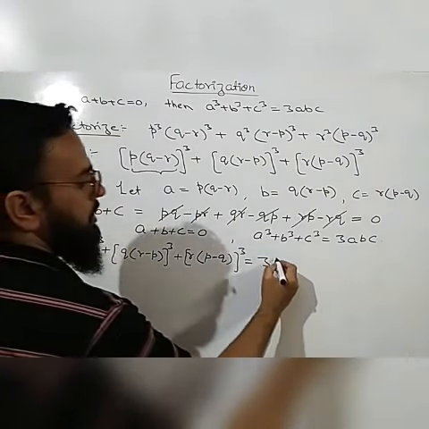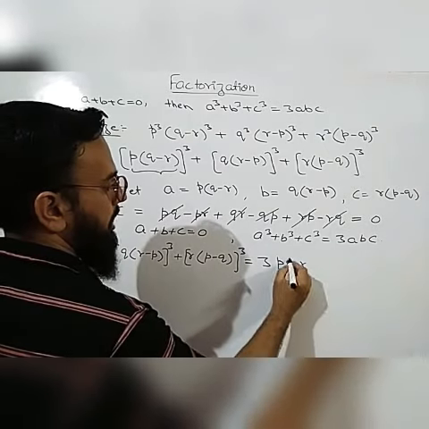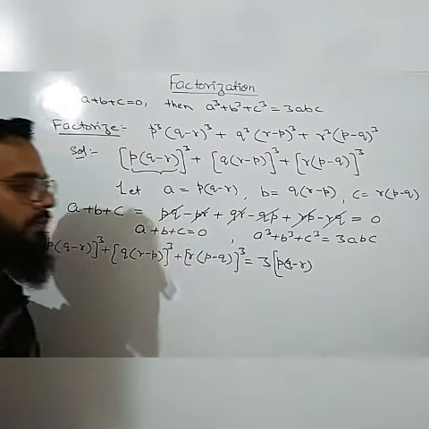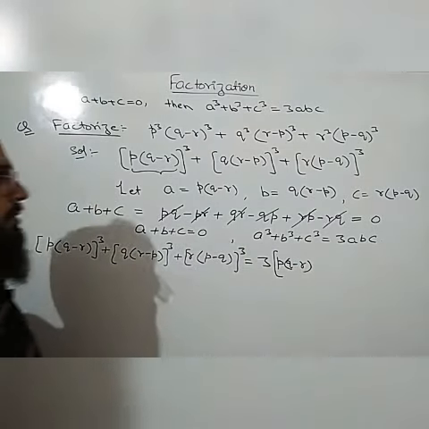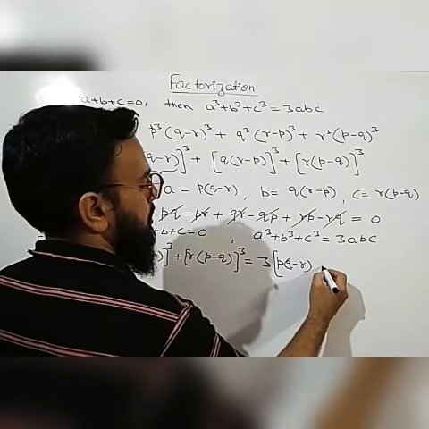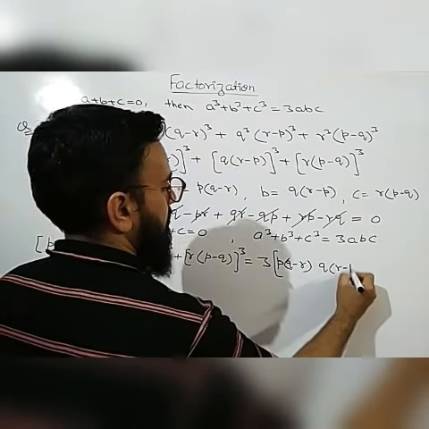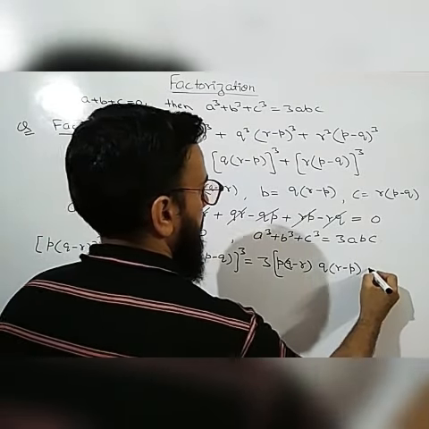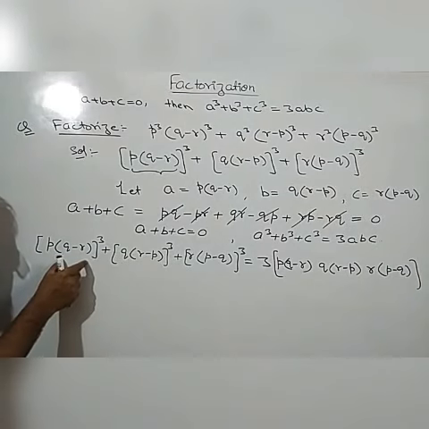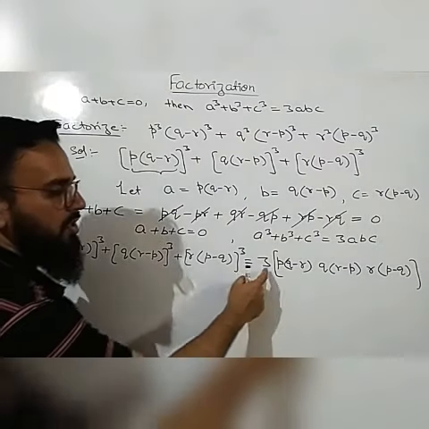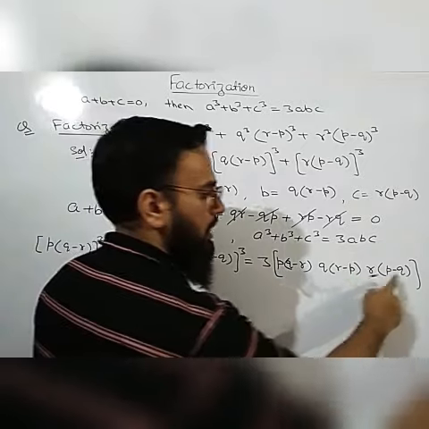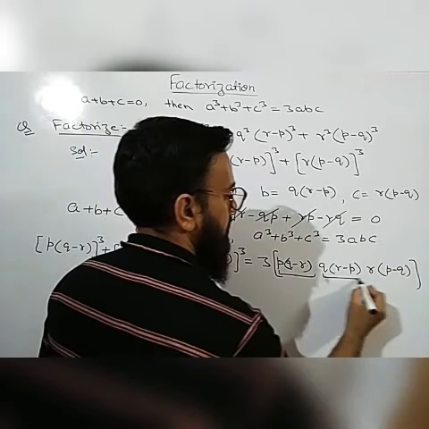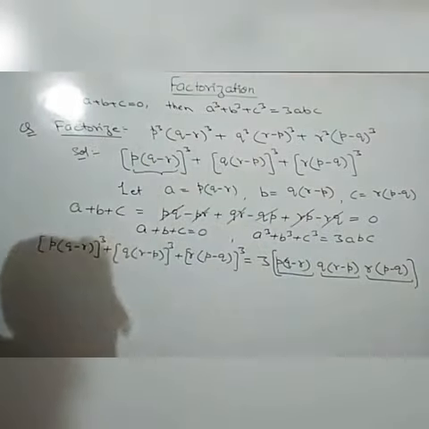Now, what was a? It was p into (q minus r) in the bracket. Then b is q into (r minus p). Then c is equal to r into (p minus q). We have put the values of all the terms. It is our a cube plus b cube plus c cube is equal to 3abc. This is a, this is b and this is c.